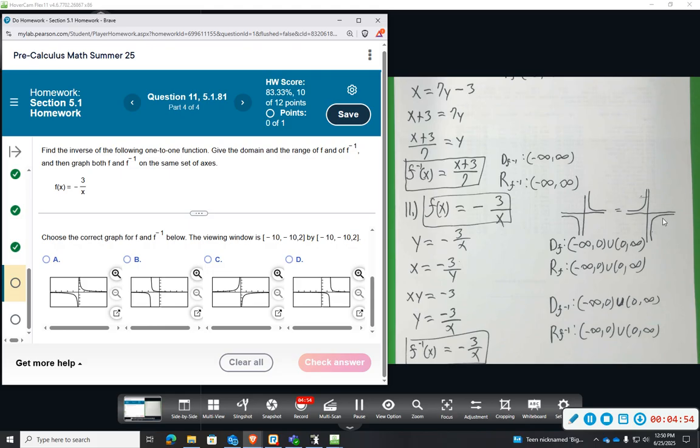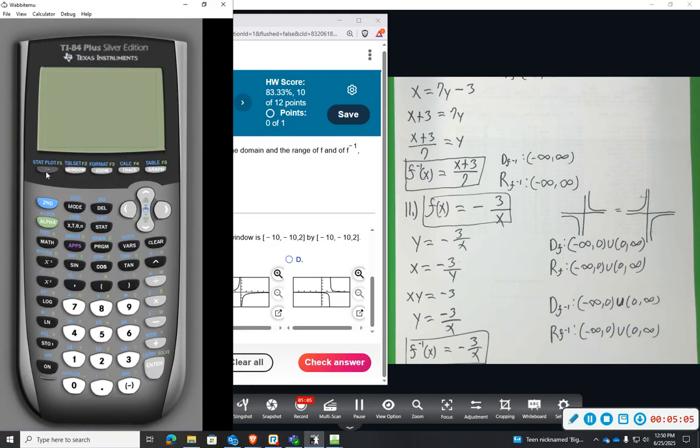Based on our sketch, we are looking for quadrants 2 and 4, which is C. And of course, if you want to check that, you can do that with a graphing calculator. Y equals, we get negative 3 divided by x, and if you graph that, you can see that shape right here in the second and fourth quadrants.